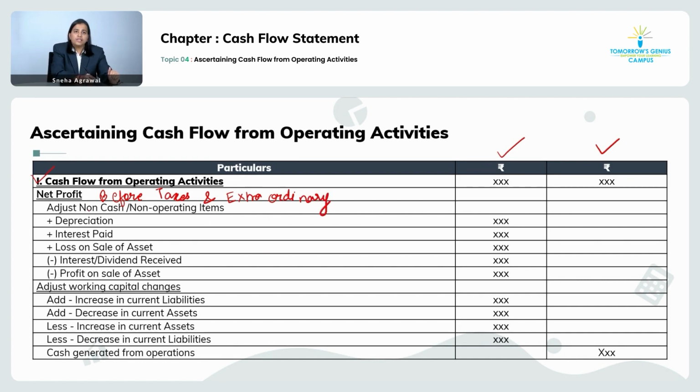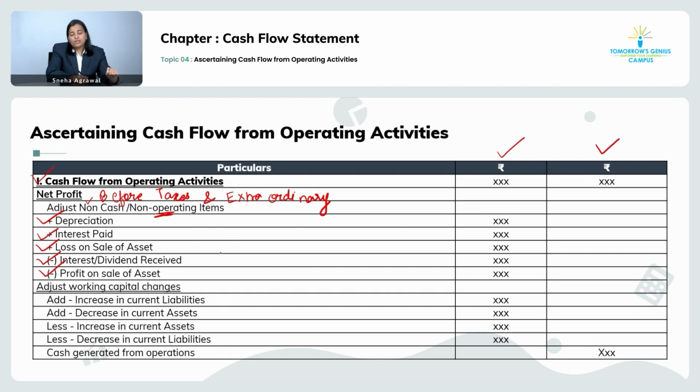Next, we need to adjust all the non-cash and non-operating items. Under non-cash items, one item I told was depreciation. Then I told goodwill written off. Other than that, the items of non-operating nature: interest paid is your financing activity. Loss on sale of asset is your investing activity. Interest and dividend received is your investing activity. Profit on sale of asset is again your investing activity.